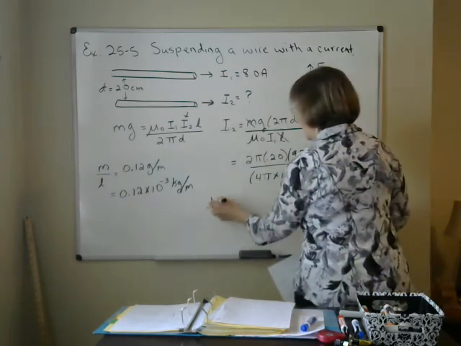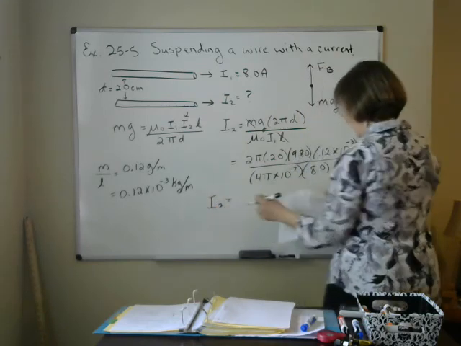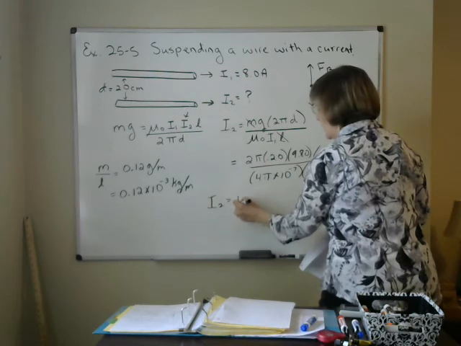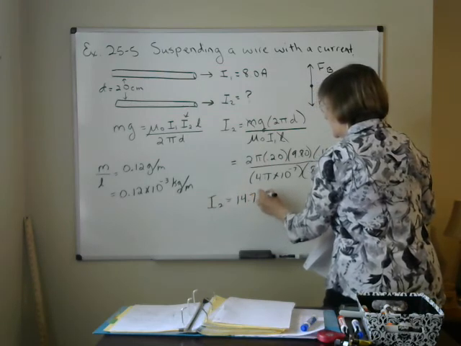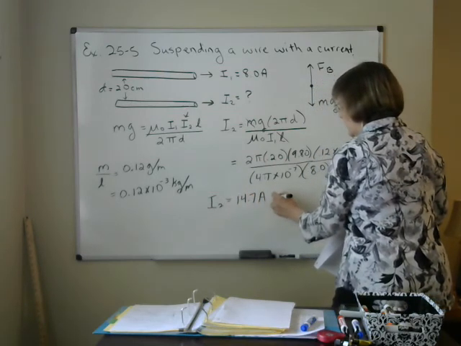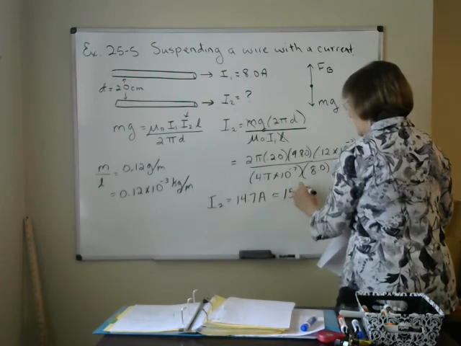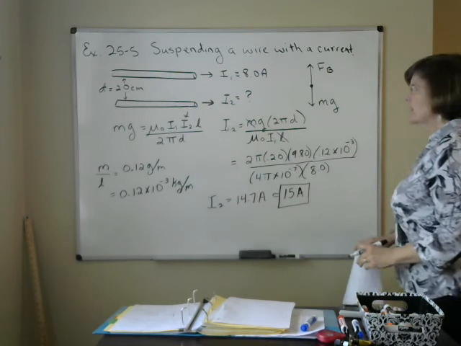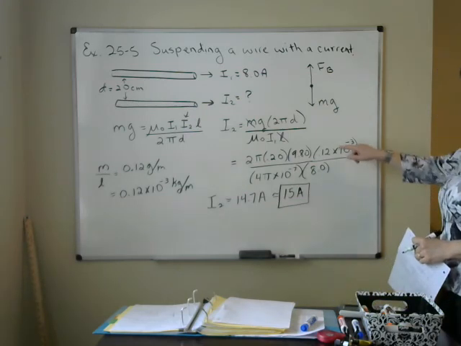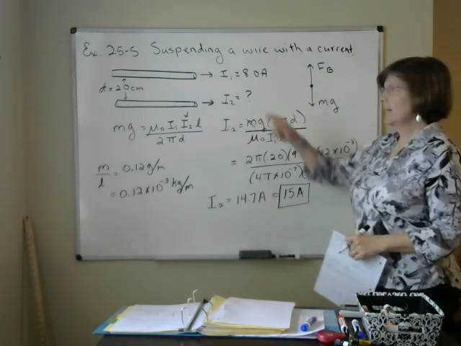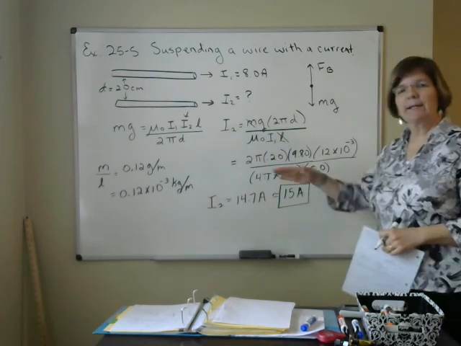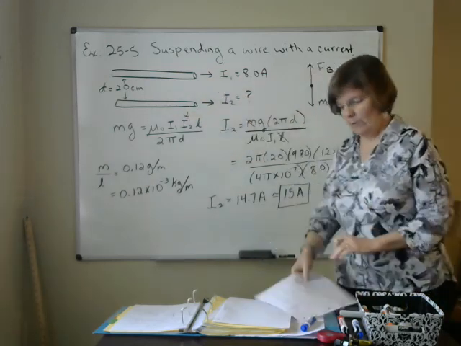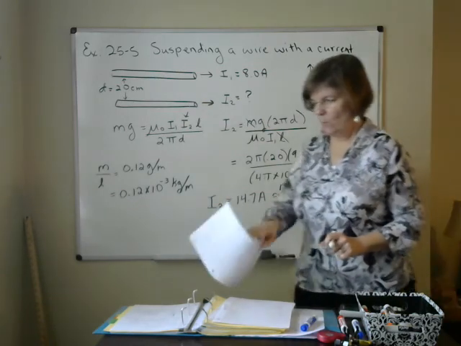We put all this in, and that second current comes out to be about 14.7 amps. We really only have two significant digits, so 15 amps. That's a very light wire, but if it had 15 amps of current flowing through it, the attractive force could suspend it. It would exactly balance its weight.